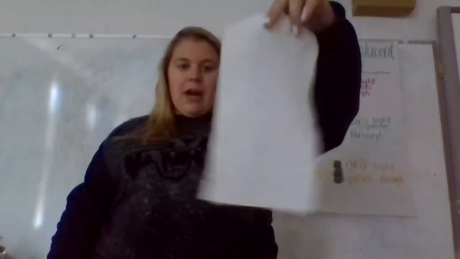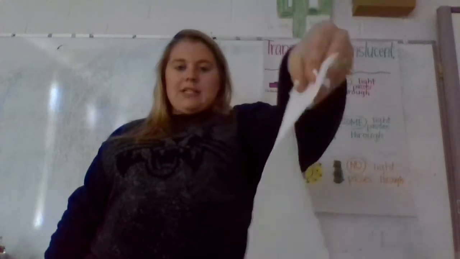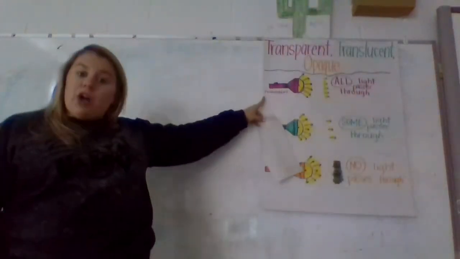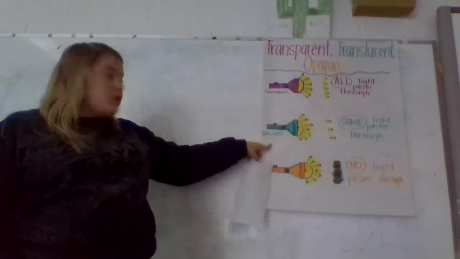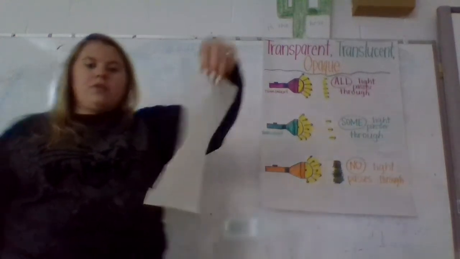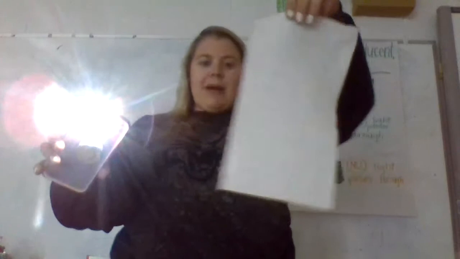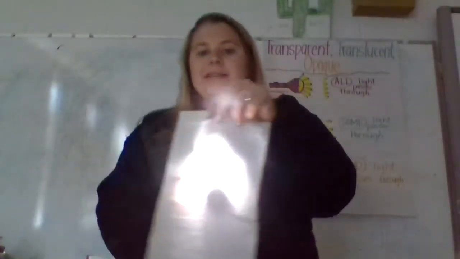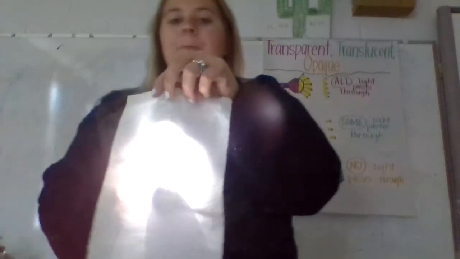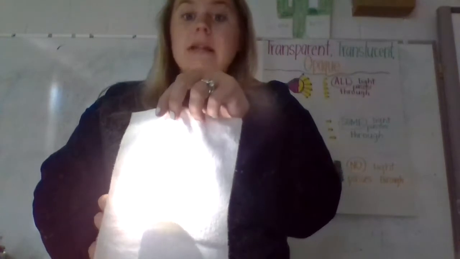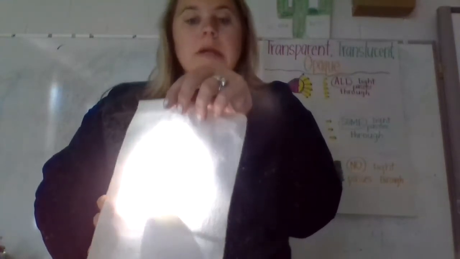Now I've got a paper towel. You can tell it's really thin. It's just a thin paper towel. So do you think that's going to be transparent and let all the light through? Translucent and let some light through? Or opaque and not let anything shine through? So I've got my flashlight, I've got my paper towel. You can see some light through, but you can't see it all. So this paper towel is translucent. Some of the light's passing through, some of it's not.